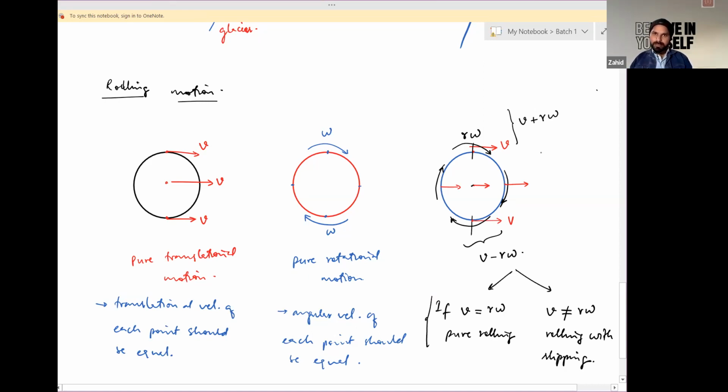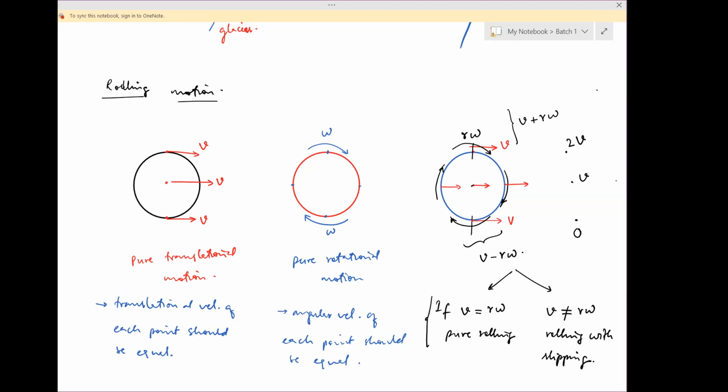So what can you say about pure rolling for the highest point? For the highest point, since these two terms are equal, it will become 2v. And for the lowest point, since these two terms are equal in magnitude and opposite, it will become 0. And for the middle one, it will be just v. So there will be a change in translational velocity for a pure rolling body. Hamza, is it clear? Yes, sir. Okay, just write it down.